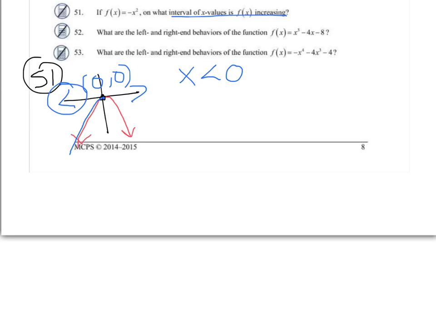So we use this symbol for the inequality. I don't want you to think that's or equals. So the x values where the graph is increasing is for x less than 0.